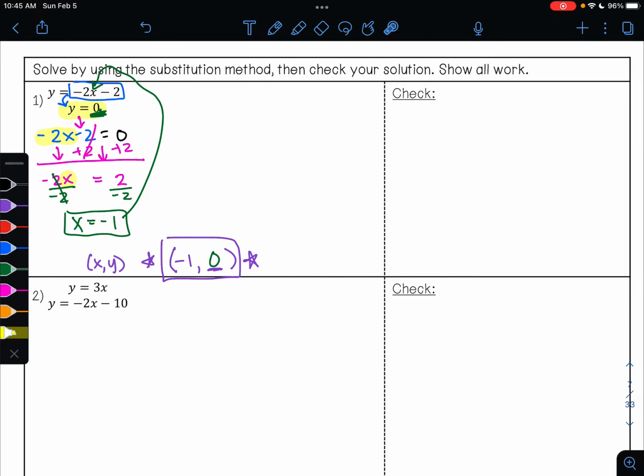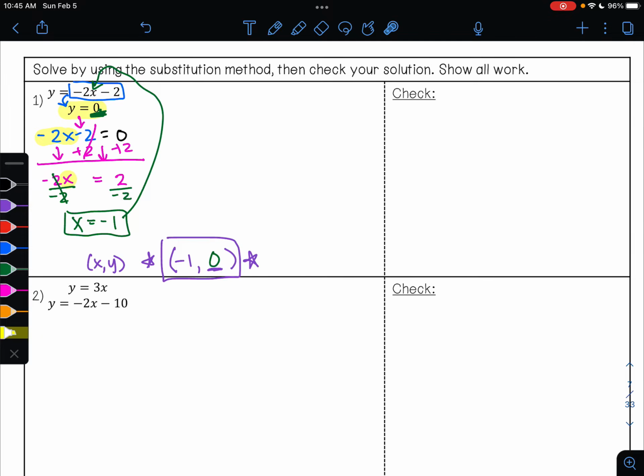So on a test or a quiz, you can automatically know if you have all the right answers just by plugging in your work and checking your answers. If you get a true statement for both equations, then you've done everything correctly and you have the correct answer. If you get a false statement in one or both of your equations, then you made a mistake somewhere along the way and you can go back and find your mistake and fix it.